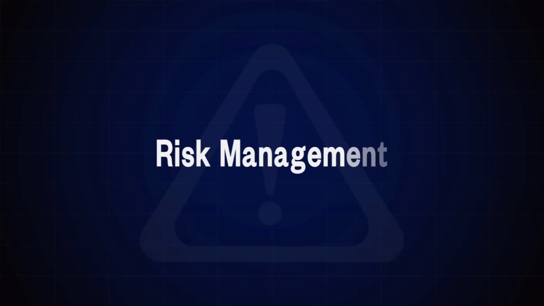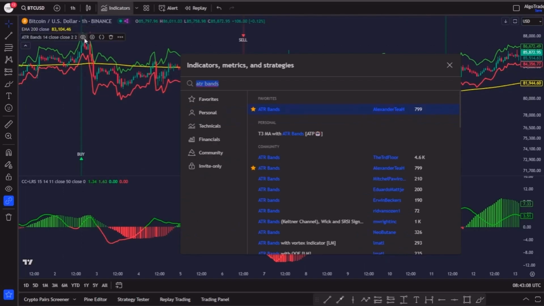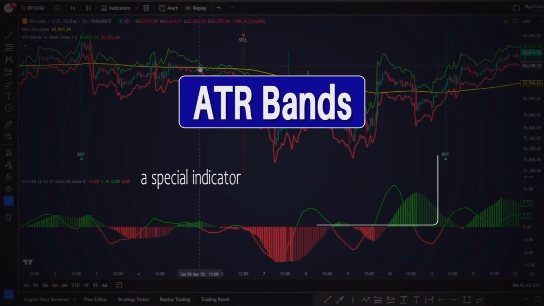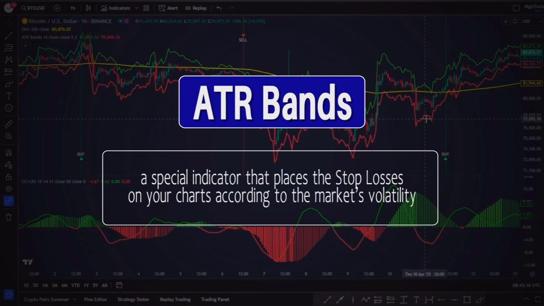For the risk management, I advise you to use the ATR bands indicator, this one here, with a multiplier of 2, a special indicator that places the stop losses on your charts according to the market's volatility.